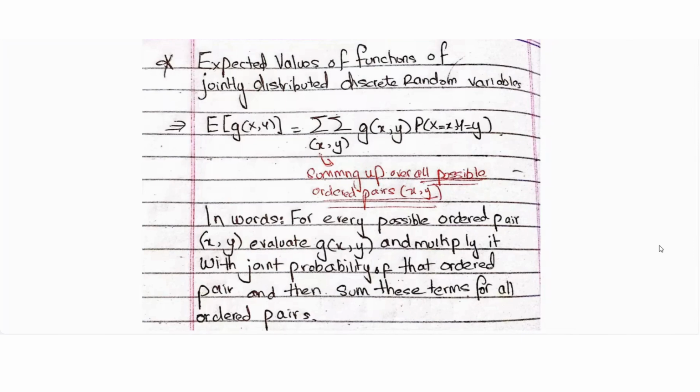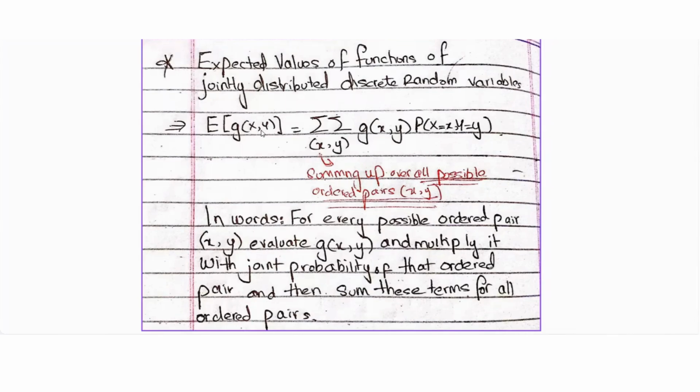Now we want to look at how we find expected values of functions of jointly distributed discrete random variables. So here, the expected value of g(X,Y), where g(X,Y) is that function of the jointly distributed discrete random variables. What you do is sum over all possible ordered pairs (x,y), g(x,y) times the probability that capital X is small x and capital Y is small y. So essentially, for every possible ordered pair (x,y), you evaluate the function value g(x,y) and multiply it with the joint probability of that ordered pair, and then you sum these terms for all ordered pairs.